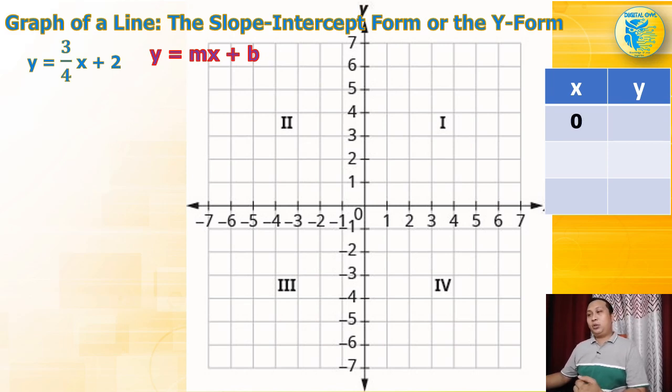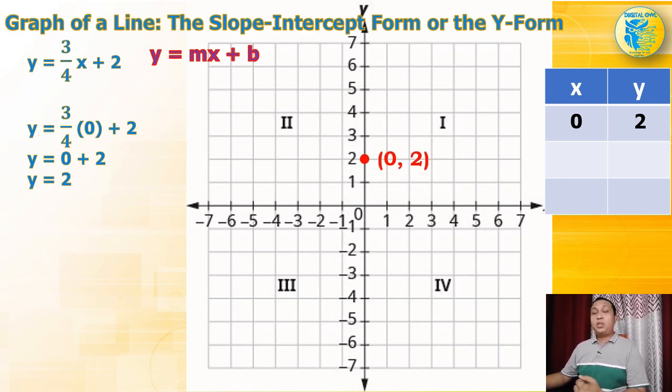So, what we're going to do is substitute the value 0 for the variable x. It will become y is equal to 3/4 multiplied by 0 plus 2. We still have that plus 2. We all know that when we multiply any number by 0, the result is 0. So we have here 0, and then we still have that plus 2. Finally, 0 plus 2 is 2. Meaning, if the value of x is 0, its corresponding value of y is 2. Hence, we now have an ordered pair (0, 2), and its location is right there.